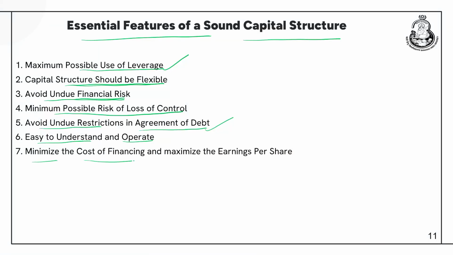Minimize the cost of financing and maximize the earnings per share. So, when a company uses a mix of debt and equity and uses more debt, the company can reduce the overall cost of capital or weighted average cost of capital and can increase the earnings per share, right.